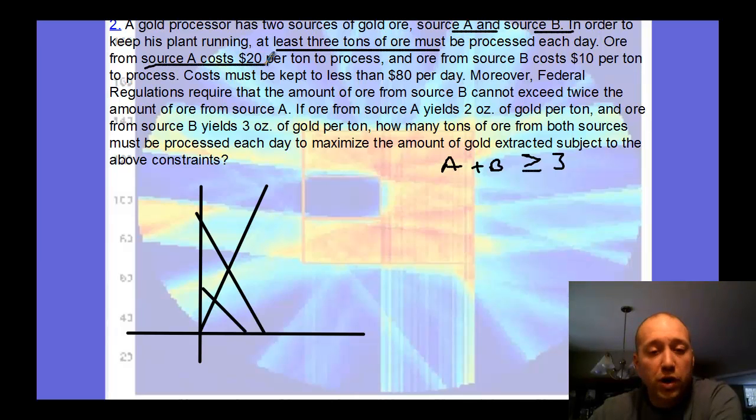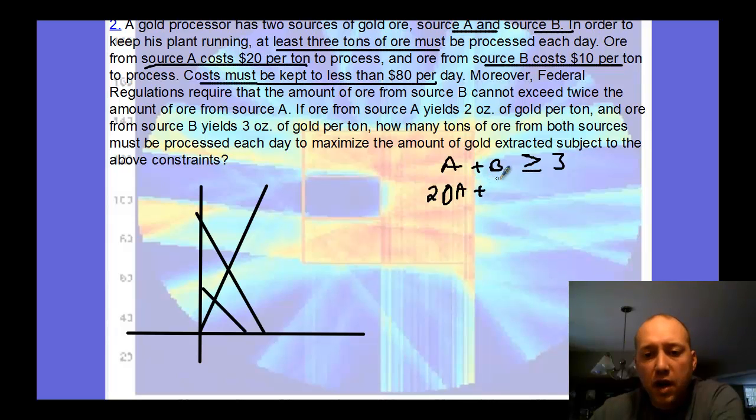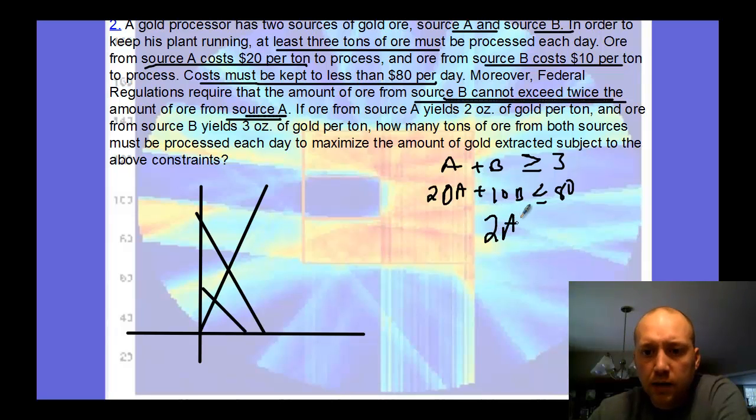Ore from source A costs $20 per ton, and the ore from source B costs $10 per ton. The cost must be kept less than $80 per day. So 20A is what it costs for the A source, and then 10B, and the total needs to be less than or equal to the $80 per day to process. Federal regulations give you some constraints: source B cannot exceed twice the amount from source A. So if I double A and I have B, the amount of B has to be smaller than or equal to 2A.